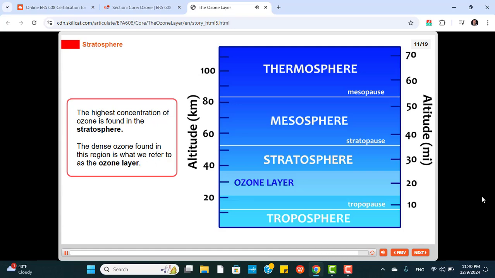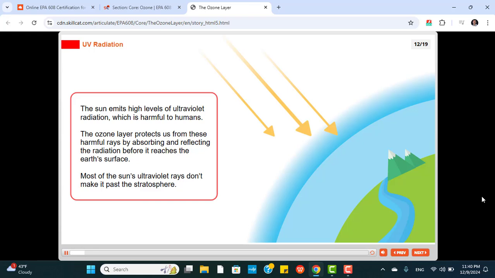The sun emits high levels of ultraviolet radiation, which is harmful to humans. The ozone layer protects us from these harmful rays by absorbing and reflecting the radiation before it reaches the Earth's surface. Most of the sun's ultraviolet rays don't make it past the stratosphere.